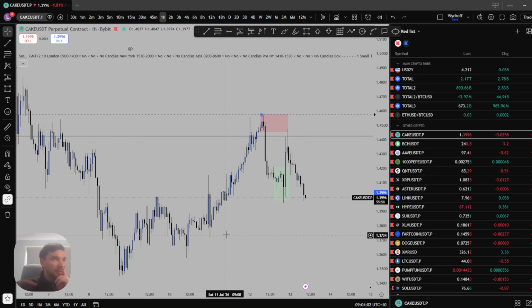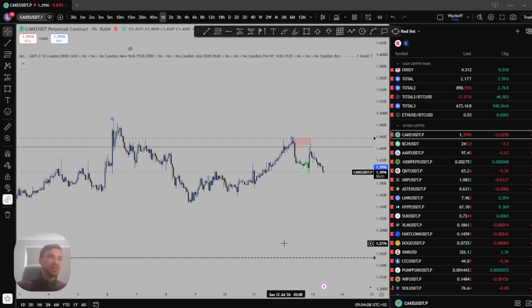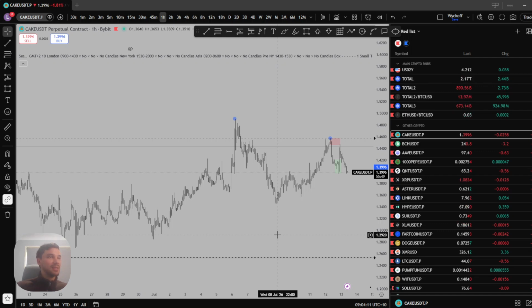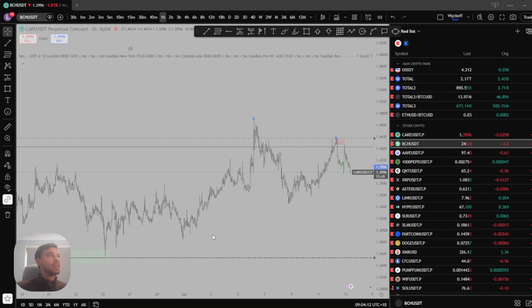And that demand's been mitigated. Yeah, let's see what happens. There's both sell side liquidity here and then there's buy side liquidity here, so it's kind of like price could sort of go either way. So let's see what it does.